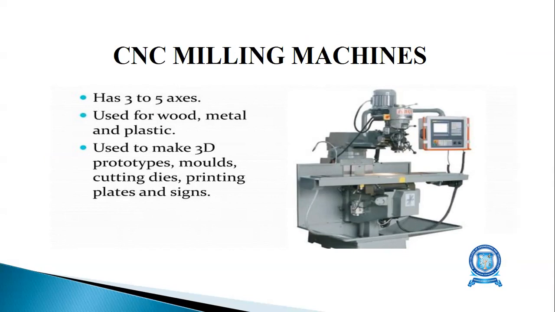In CNC milling, milling is a machining process which employs rotating multi-point cutting tools to remove metal from a workpiece. In CNC milling, the CNC machine typically feeds the workpiece into the cutting tool in the same direction as the cutting tool's rotation. Whereas in manual milling, the machine feeds the workpiece in the opposite direction to the cutting tool rotation.